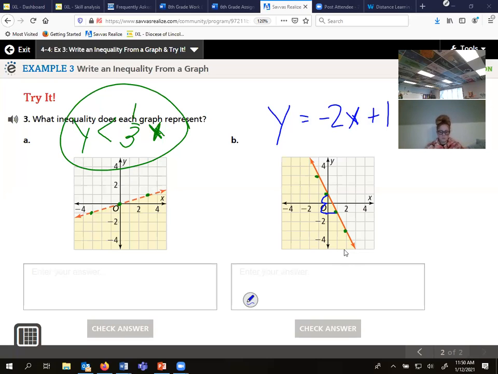Okay, now my line is drawn. I need to replace the equal sign with my inequality. Okay, did I shade above or below the line? Below. So am I going to do greater than or less than? Less than. And the line is solid, so I'm going to put the equal to thing underneath.